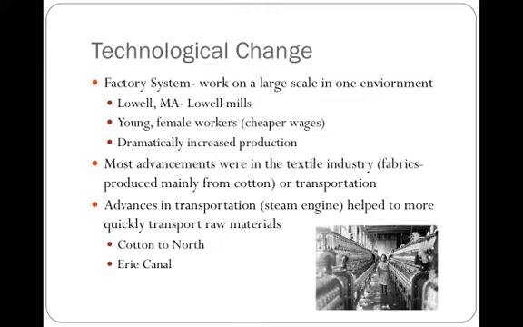Factory system dramatically increased production, and whenever you increase production, so how much stuff you make, you're able to sell more and make more money in less time. Most advancements were either in the textile industry, so producing fabrics made from cotton, or in the transportation industry. So for transportation, it actually linked raw goods like cotton to the factories in the north. So we're able to transport those raw materials more easily.